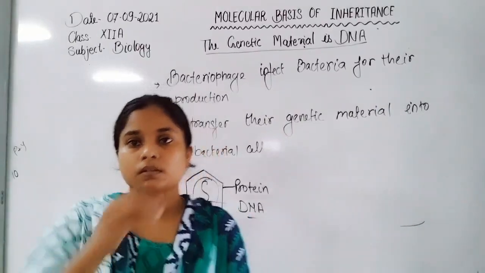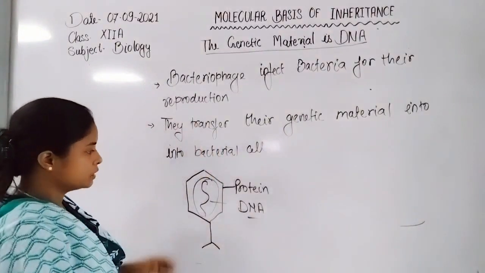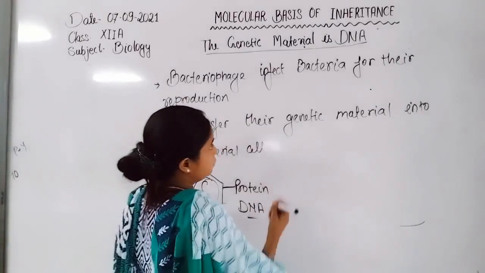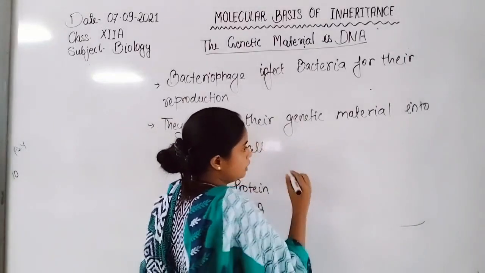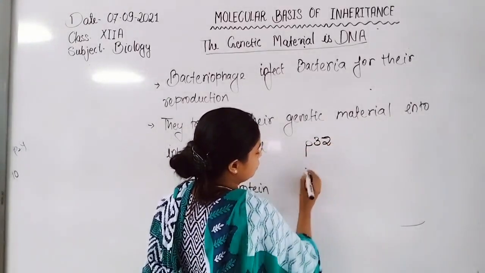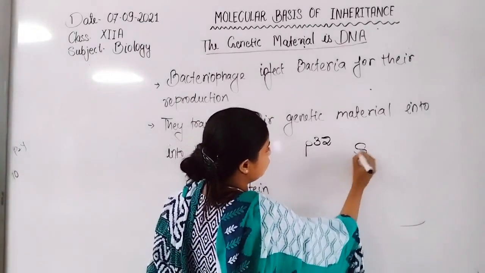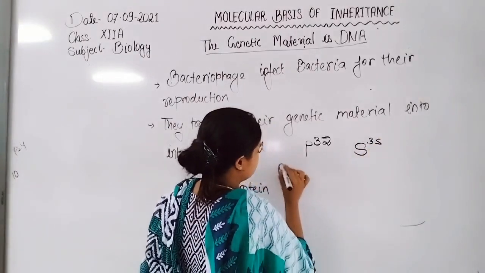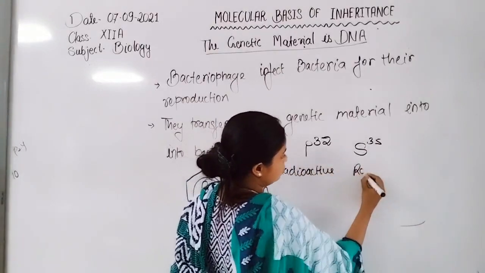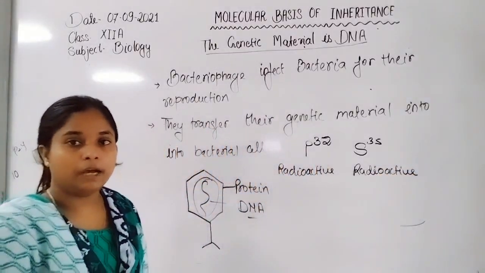So by which they reproduce. So overall this is the... Now, when we are going to discuss the culturing medium, the scientists Alfred Hershey and Martha Chase used the culturing medium with phosphorus 32, or sulfur 35, radioactive. Both are radioactive in nature.